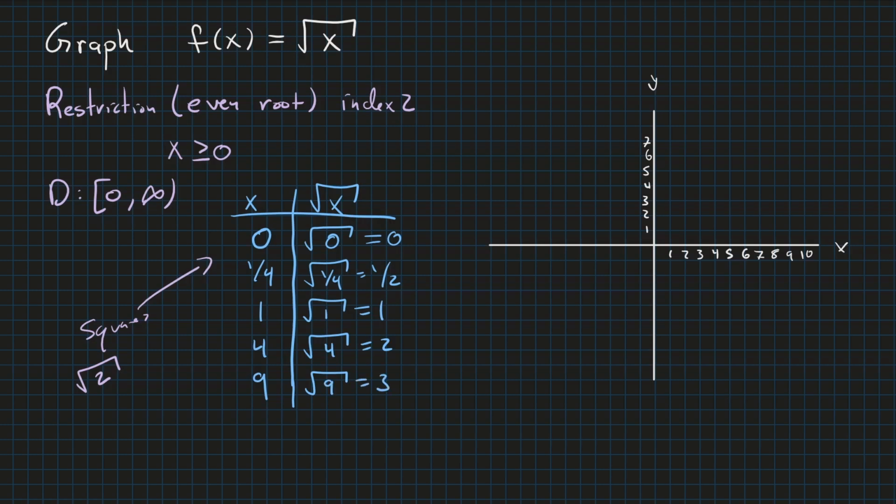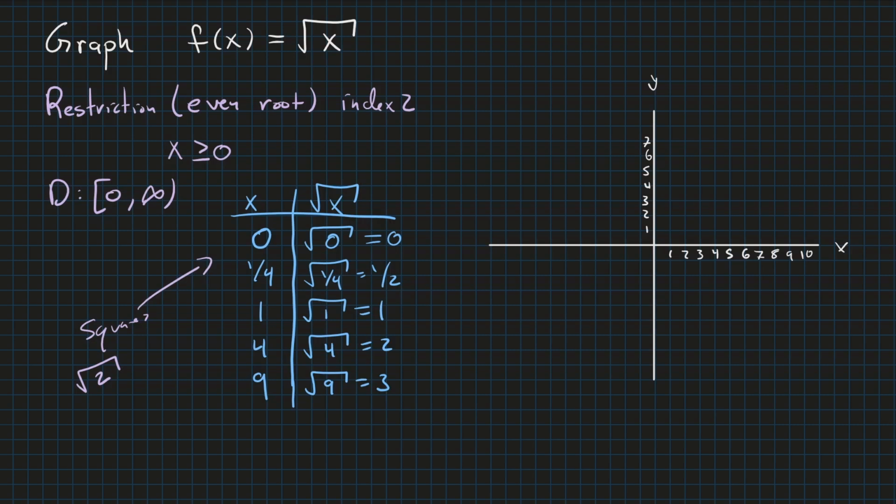So I'm choosing these values because they are squares. So our input x values are all squares. I don't want to choose 2 because the square root of 2 is some decimal number. Square root of 3 is also not nice. Square root of 4 is 2. Square root of 5 is not nice. So these are all relatively nice values that I can pick.